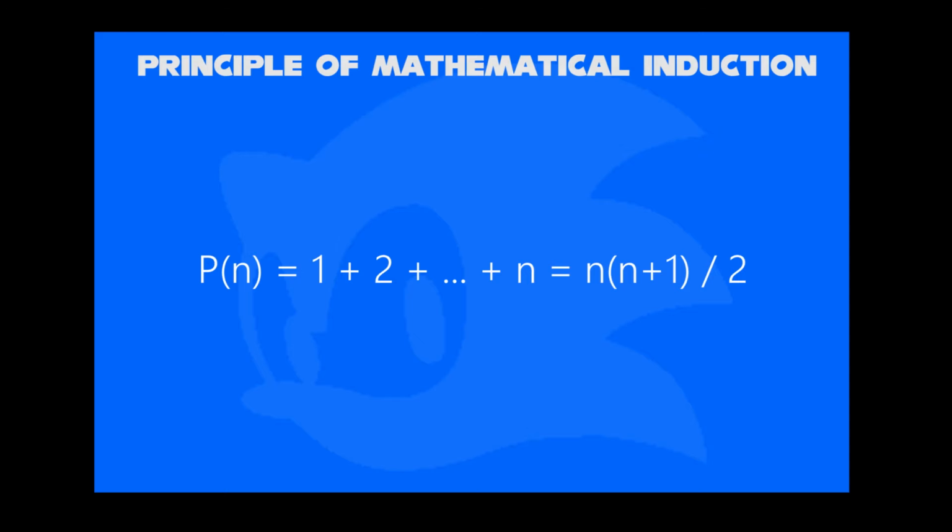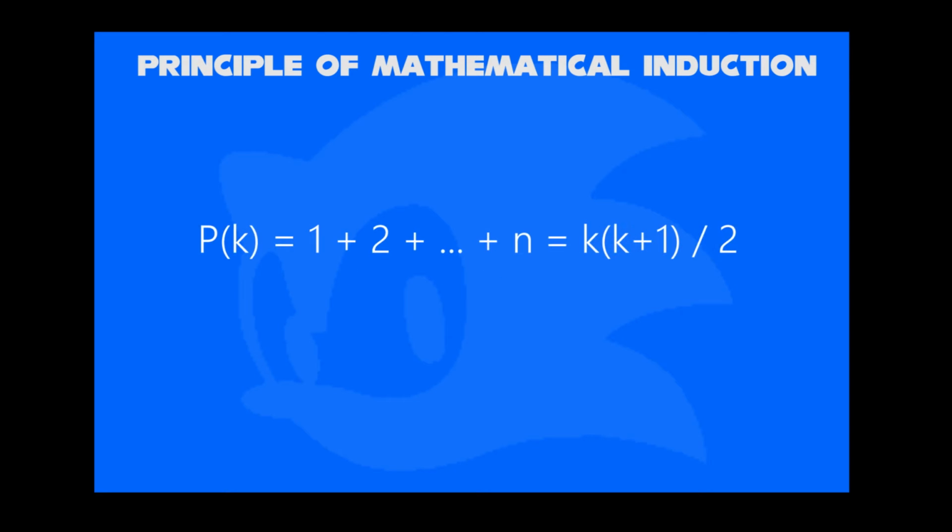P of n is equal to 1 plus 2 plus 3 and so on till n, which is equal to n times (n plus 1) divided by 2. Then we will assume that n is equal to k. We get k times (k plus 1) divided by 2. And also, the successor must be true for n equals k plus 1.